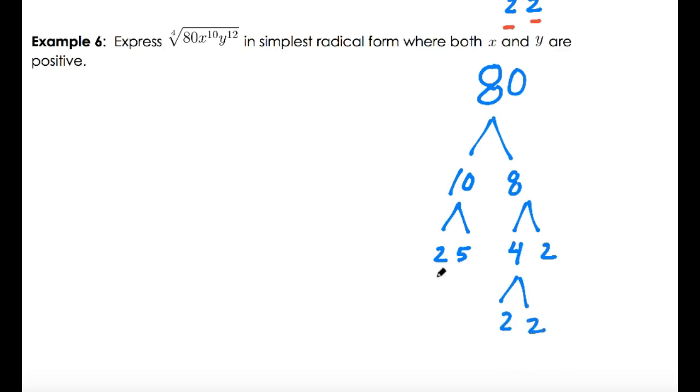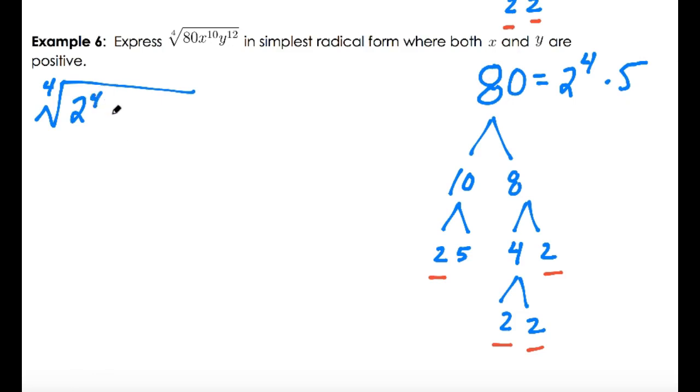And notice under here we have 1, 2, 3, 4, and that's all multiplied together. Remember, if I wanted to write this, this is 2 to the 4th, 1, 2, 3, 4, times 5. That's what 80 is equal to. So let's go ahead and set this up. So we have the 4th root, and that is really crooked. So we're going to go 2 to the 4th times 5.